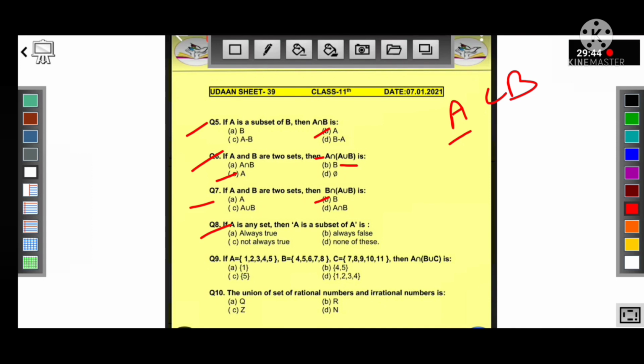Next question number 8. If A is any set, then A is a subset of A is always true, because every set is a subset of itself, so this is always true.